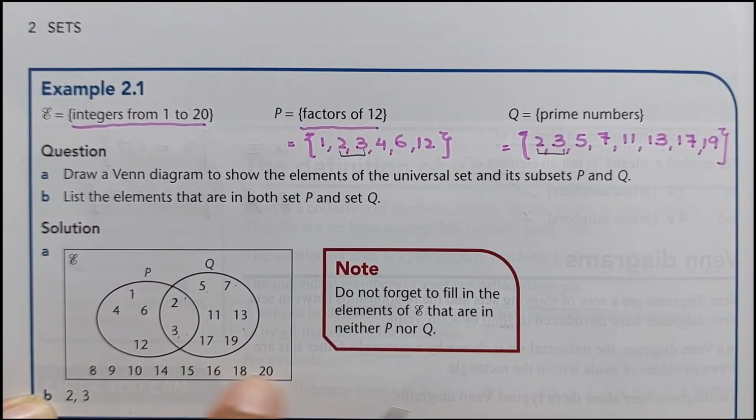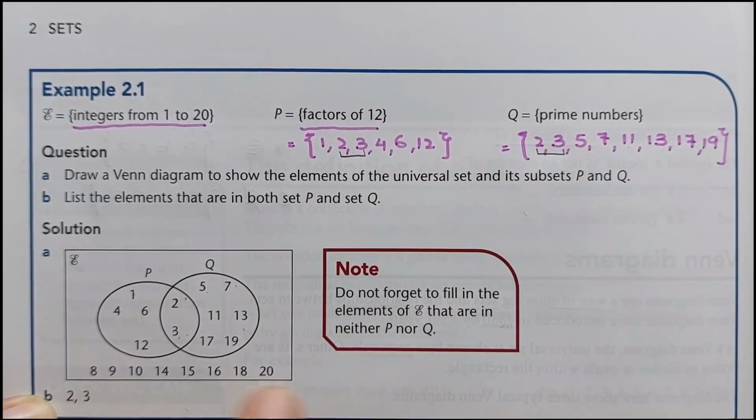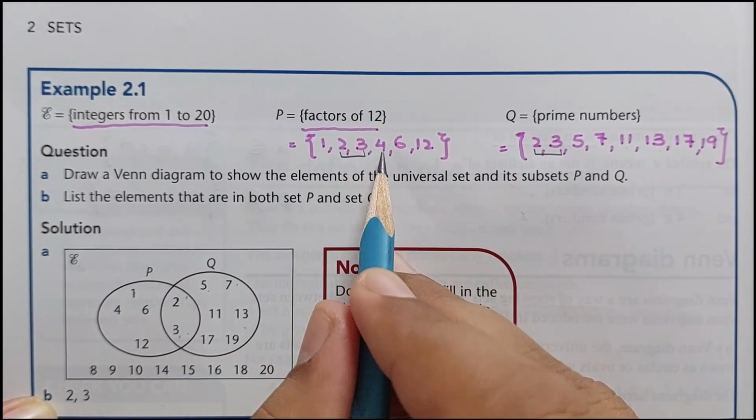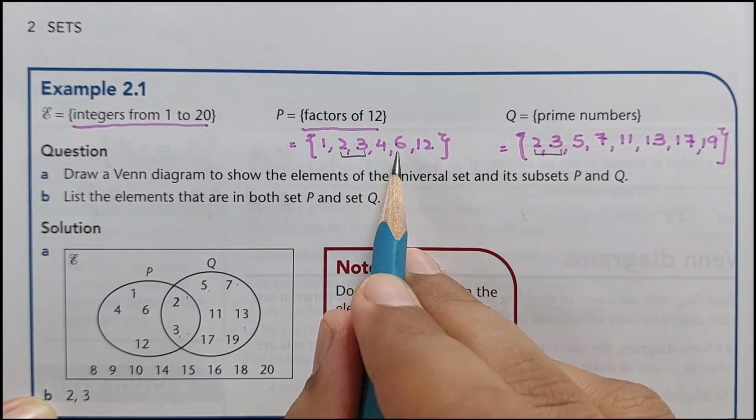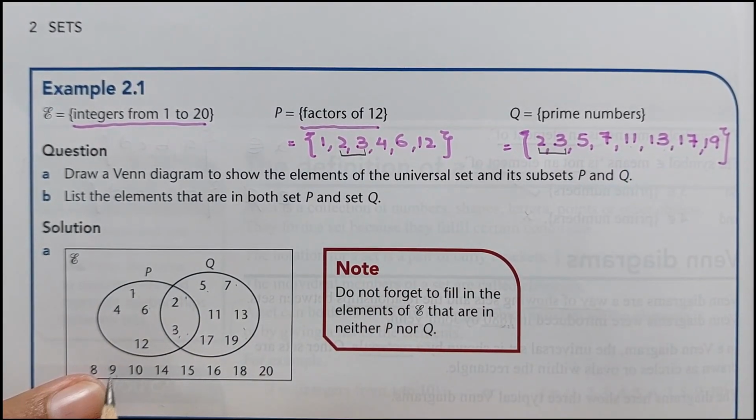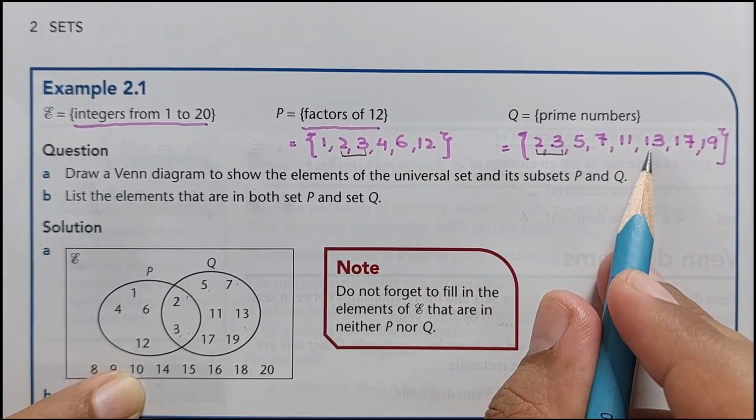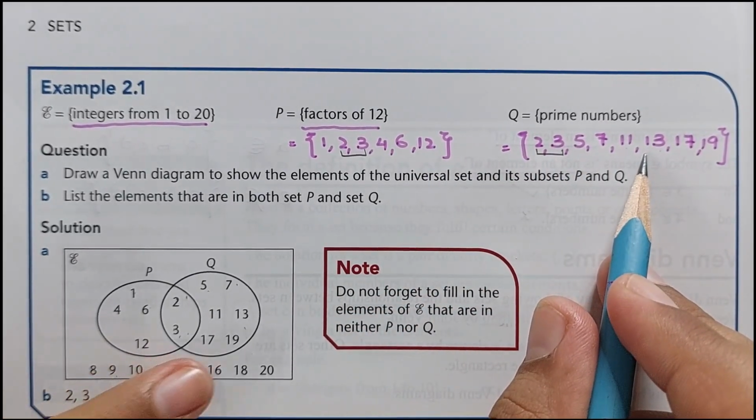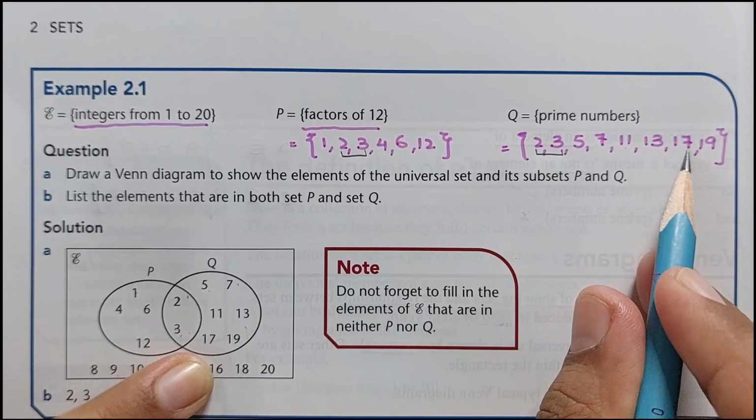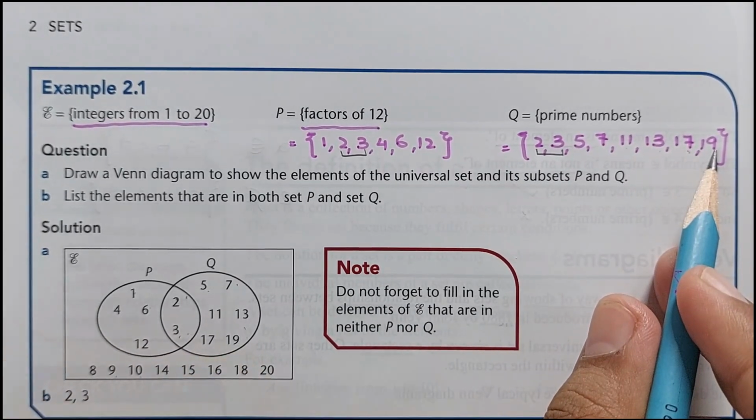Now we have to list the rest of the elements which are not in P, not in Q. Those are outside. Okay, so it is 1, 2, 3, 4. We have 5 as well. We have 6. We have 7. We don't have 8 in both of them. We don't have 9. We don't have 10. We have 11. We have 12. We have 13. But we don't have 14, 15, and 16. But we have 17. We don't have 18. We have 19 and the 20 as well.